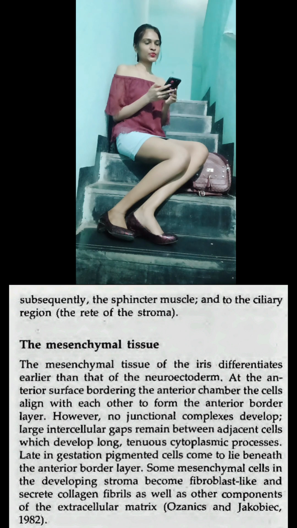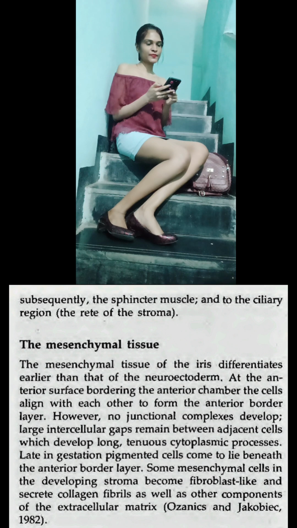The mesenchymal tissue. The mesenchymal tissue of the iris differentiates earlier than that of the neuroectoderm. At the anterior surface bordering the anterior chamber, the cells align with each other to form the anterior border layer. However, no junction complex is developed. Large intercellular gaps remain between adjacent cells, which develop long tenuous cytoplasmic processes.